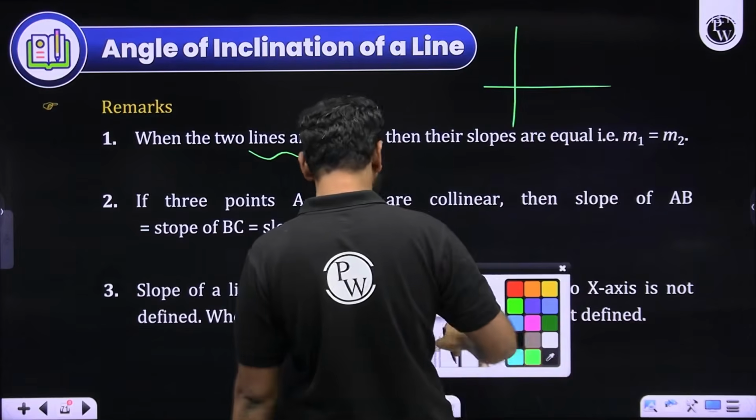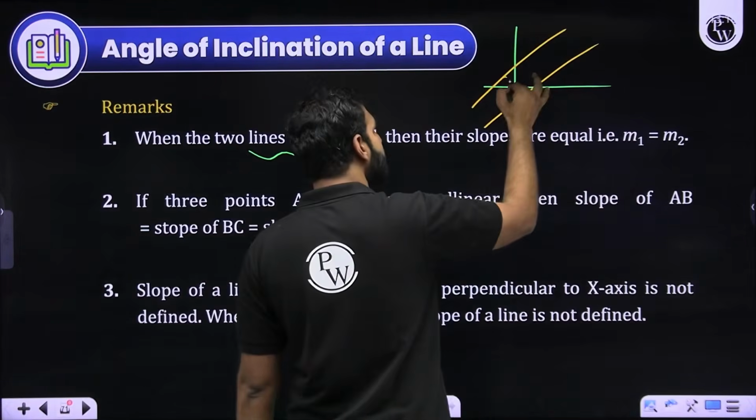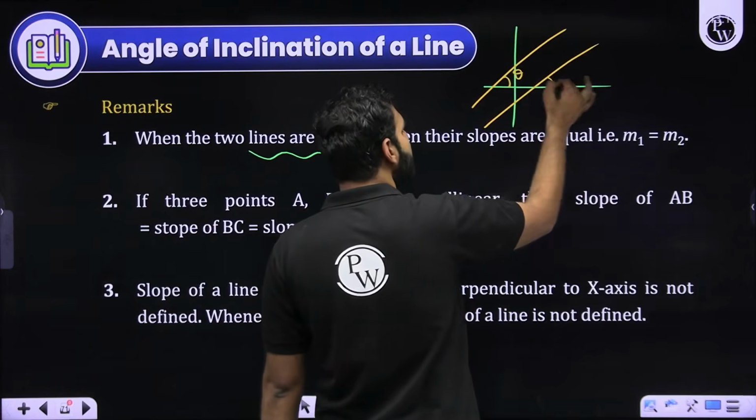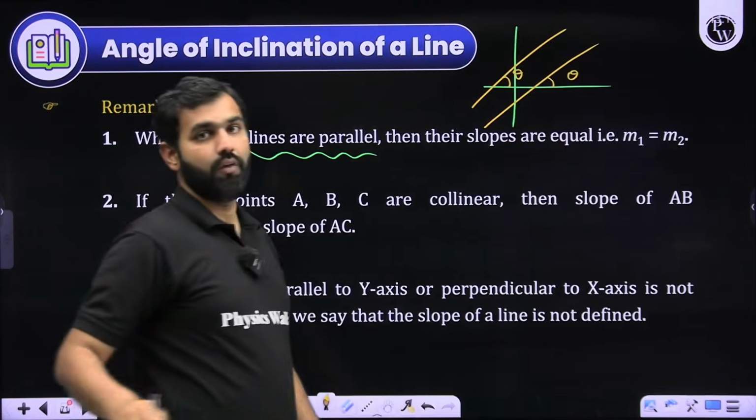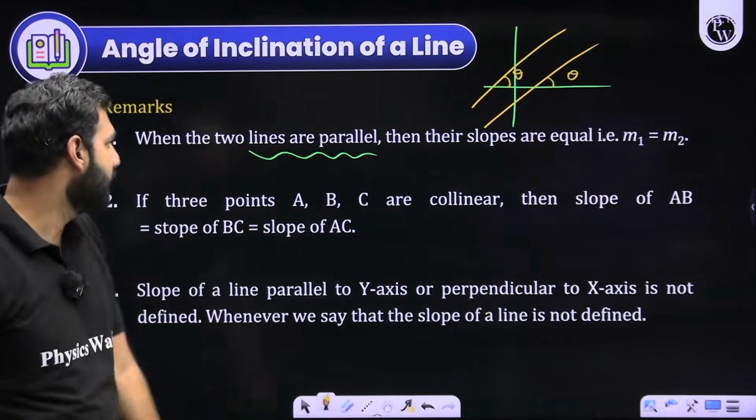If I'm dealing with two straight lines like this line and this line, if both of them are parallel, do you not think that their angle or their inclination with the positive x-axis will be same? Which means their tan theta will be same, which means their slopes will be same. I hope you're understanding it.